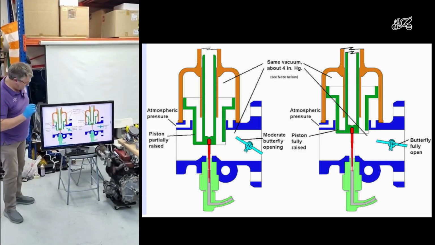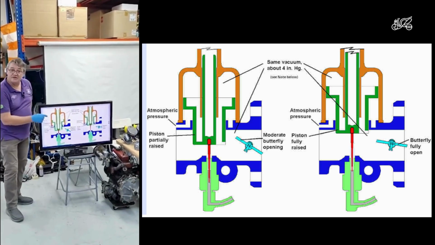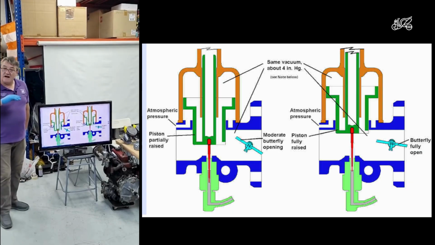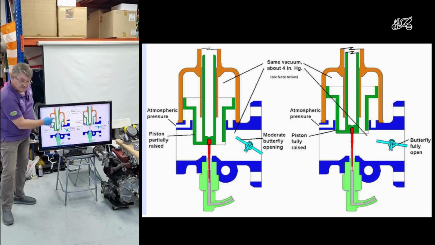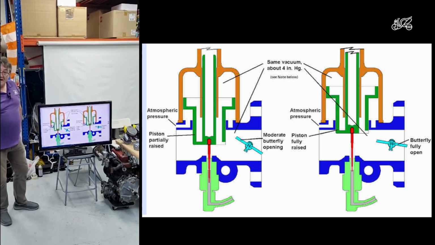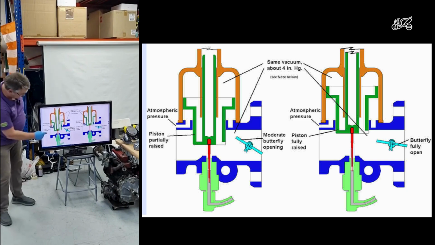And so the great thing about the SU design is, okay, now the pressure's the same, and I've got a measure of how much air is passing through, because I know how high this piston is. So when this piston is down, it's obviously not much air flowing. When this piston is up, there's obviously a lot of air flowing. So now I need to add the right amount of fuel in those different conditions.